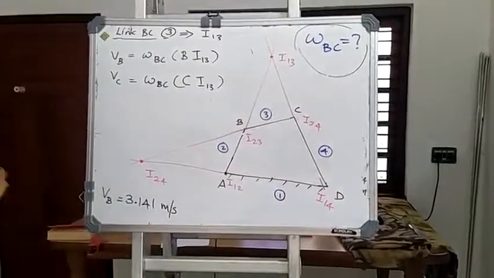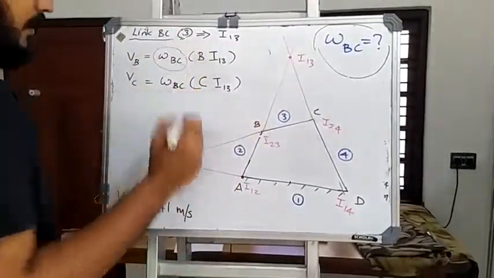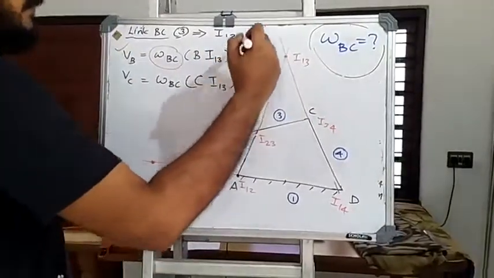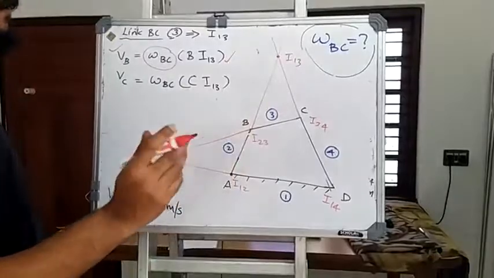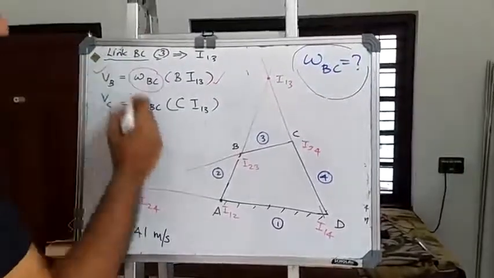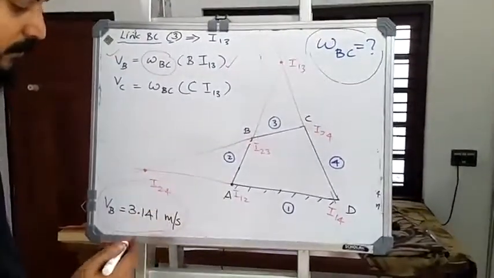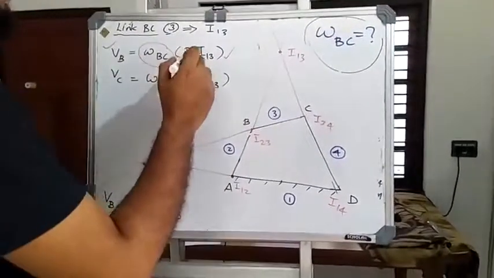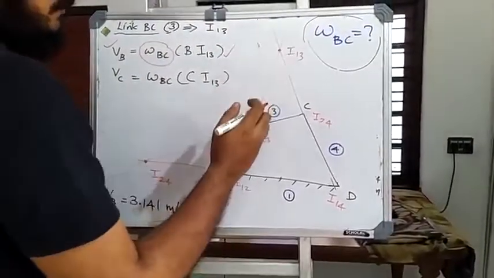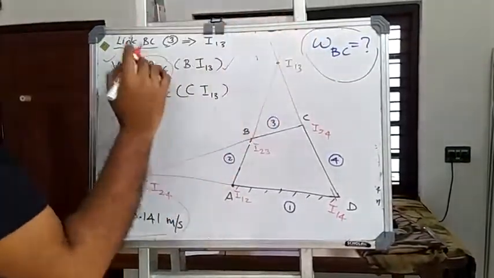Now, the value we have to find is omega BC. Now VB already we have found out. BI13 we can measure from this one. So VB we have already found out using the previous one, which is 3.141 meter per second. Now we have to find out BI13, the distance of point B from its eye center I13, so as to find the required value of omega BC.